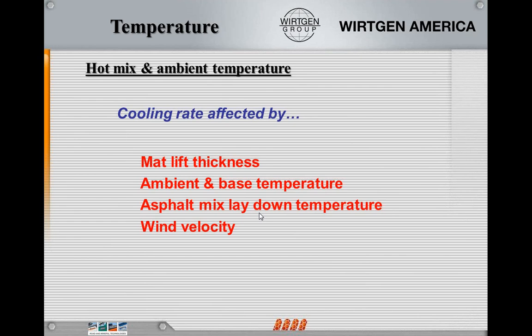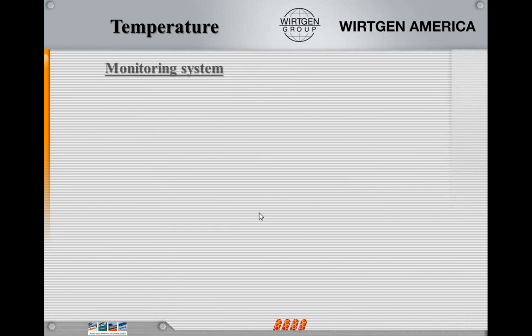The asphalt mix laydown temperature, if we're laying down a polymer modified, you don't want to be laying it down at 280 degrees. You definitely want to have the heat in it, otherwise we're going to struggle trying to get any kind of compaction. Wind velocity. If there's no wind versus a 20-mile-an-hour wind, you will get a very quick rate of cool down as well.